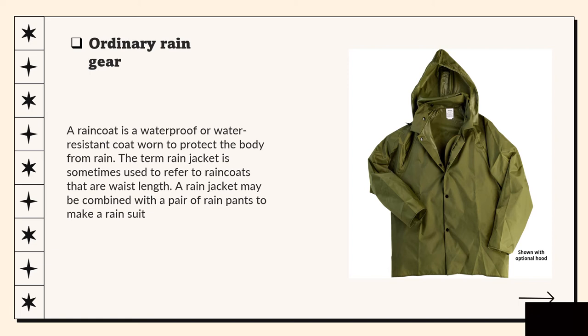Okay, next, ordinary rain gear. It is a raincoat. A raincoat is a waterproof or water-resistant coat worn to protect the body from rain. The term rain jacket is sometimes used to refer to raincoats that are waist-length. A rain jacket may be combined with a pair of rain pants to make a rain suit. Minsan may mga partner tayo na bibili ng raincoat or ordinary rain gear.